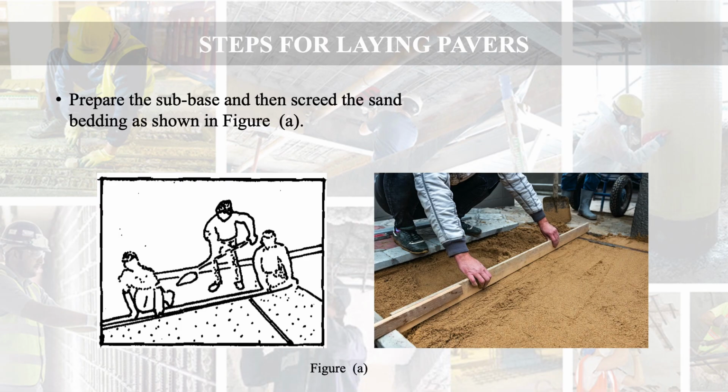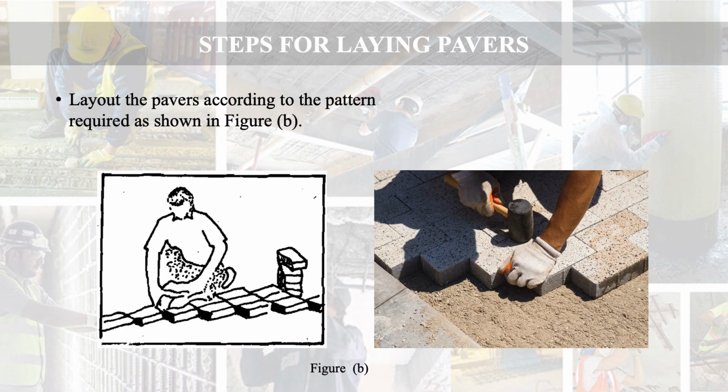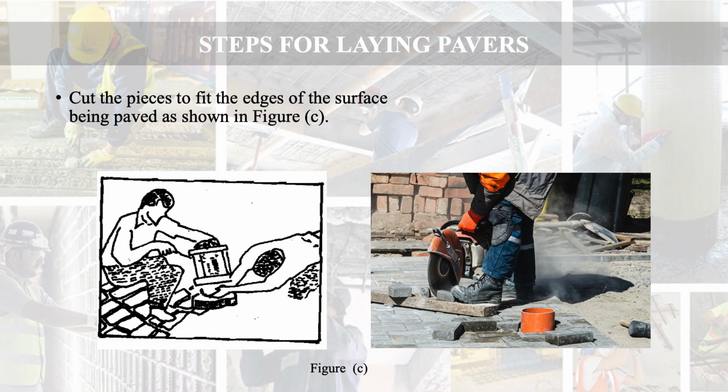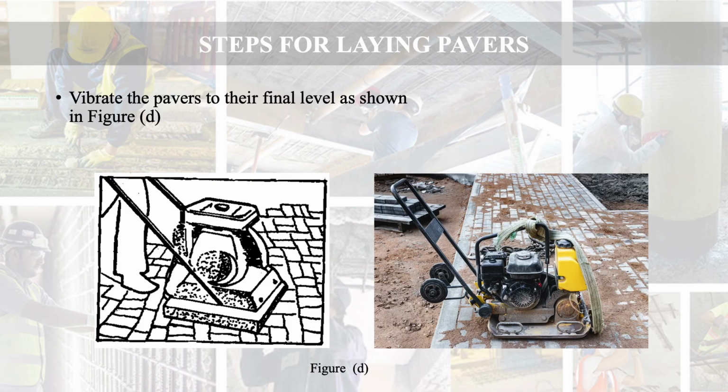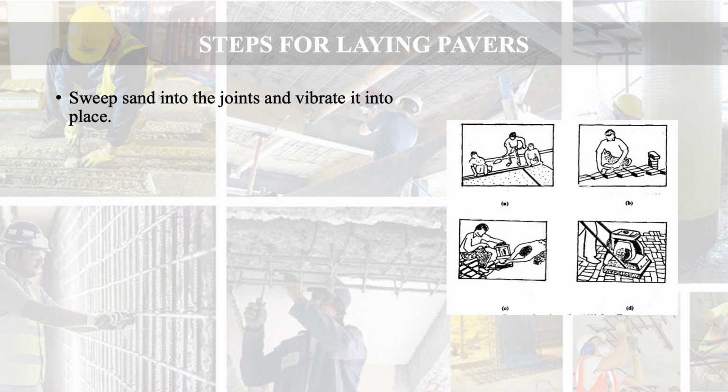As a first step, prepare the subbase and then screed the sand bedding as shown in figure A. Then lay out the pavers according to the pattern required as you can see in figure B. Now cut the pieces to fit the edges of the surface being paved as you can see in figure C. Then finally vibrate the pavers to their final level as you can see in figure D. Then sweep sand into the joints and vibrate it into place.